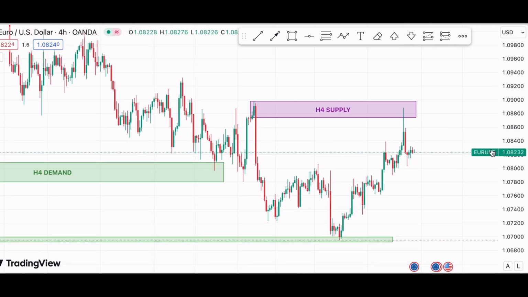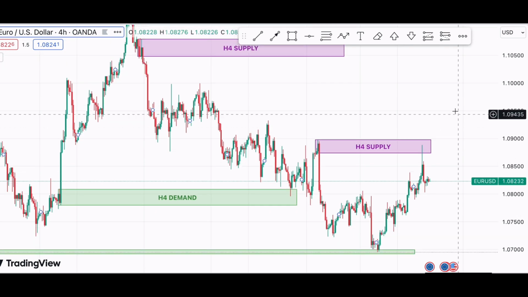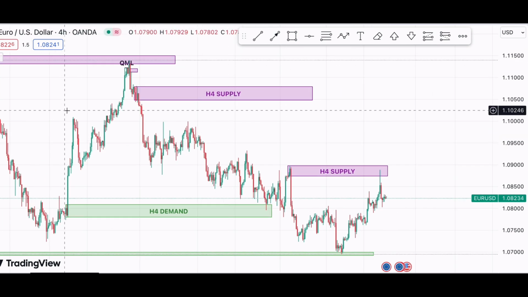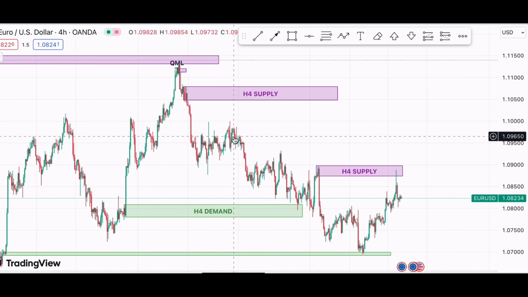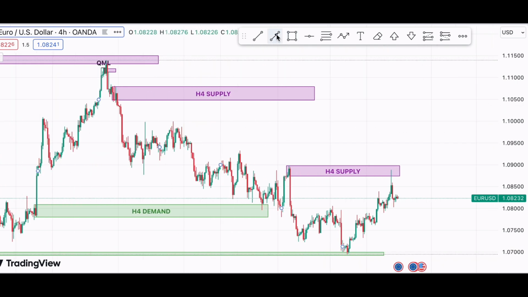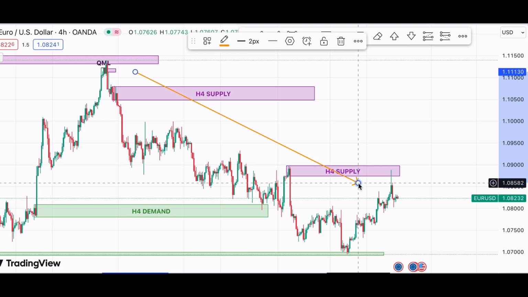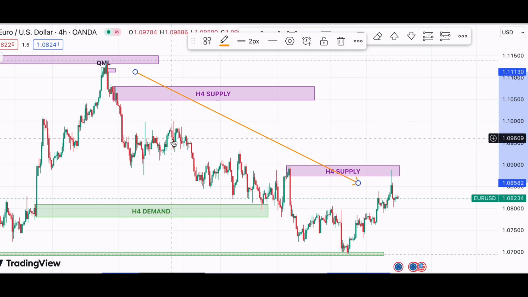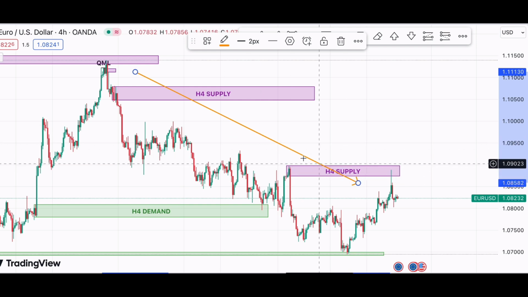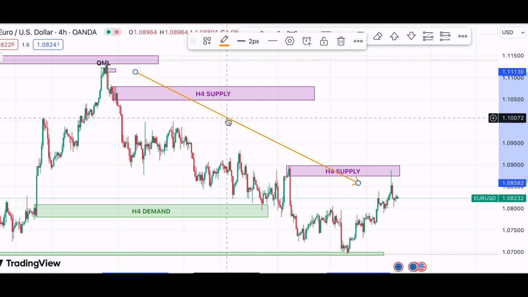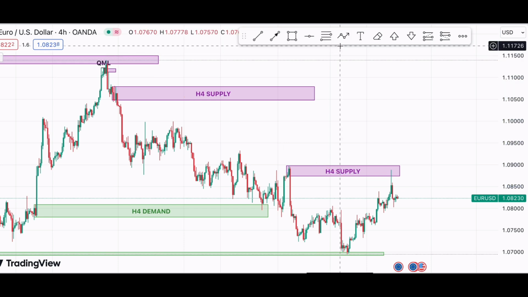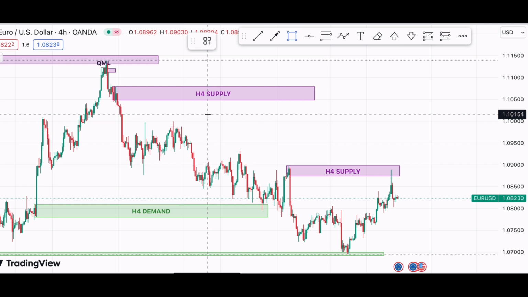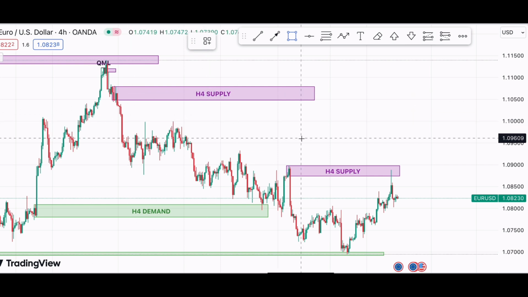So first of all, as my preference, I always use H4 to get my direction. This is a EURUSD H4 chart, and it is very obvious we know the structure right here is a downtrend, yes or no? The resistance is getting lower and lower, so this is a very obvious downtrend. For the downtrend, we are looking for the supply zone.